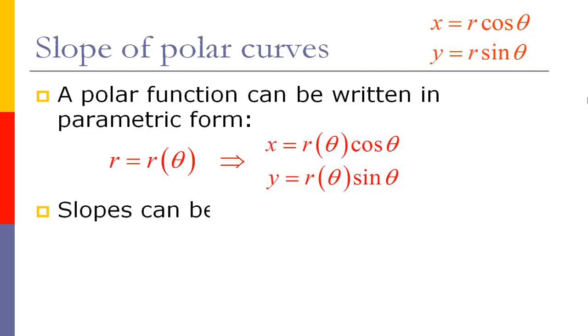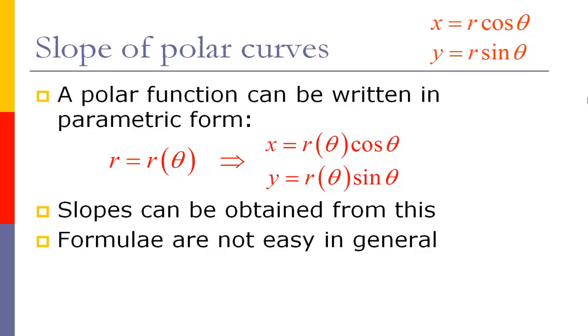And so because of that, now I know how to compute slopes, because you may remember that we know how to compute slopes for parametric curves. So we can just use that in order to figure out what the slope of a polar function is. The formulas that we come up with from this in general are not easy to work with. So doing a first derivative analysis, for instance, is not going to be that easy. And don't start panicking. I'm not going to ask you for any difficult questions about that.